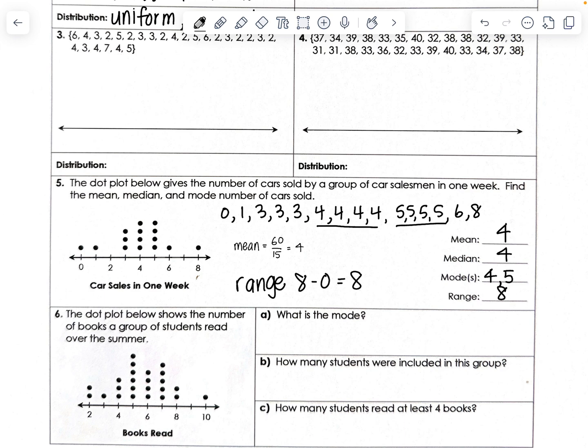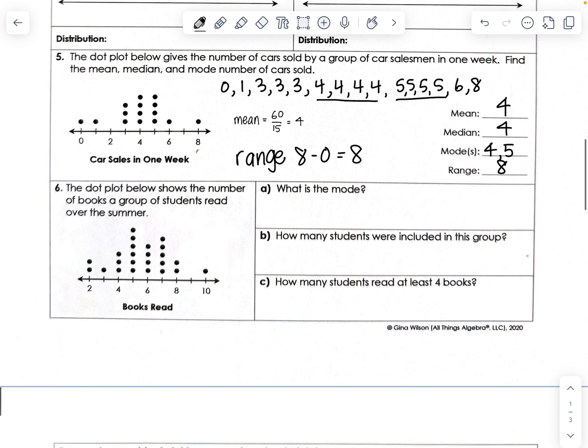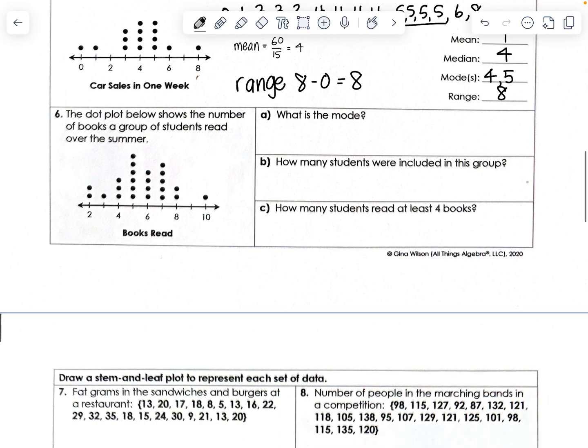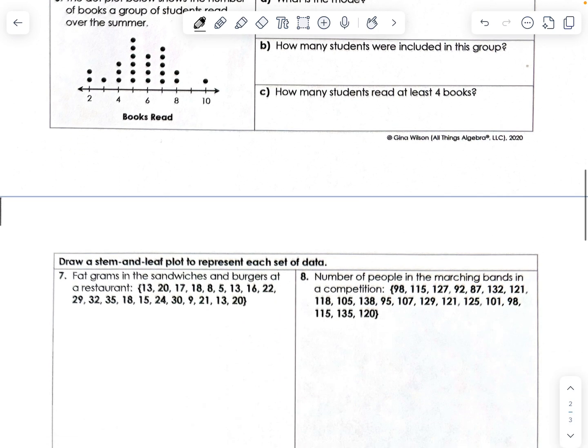They're meant to make it so that you can find information quickly. All right, so you're going to do the same thing for number 6. You're going to read the dot plot and then pull the information from it. All right, this next one is where we start our stem and leaf plots.